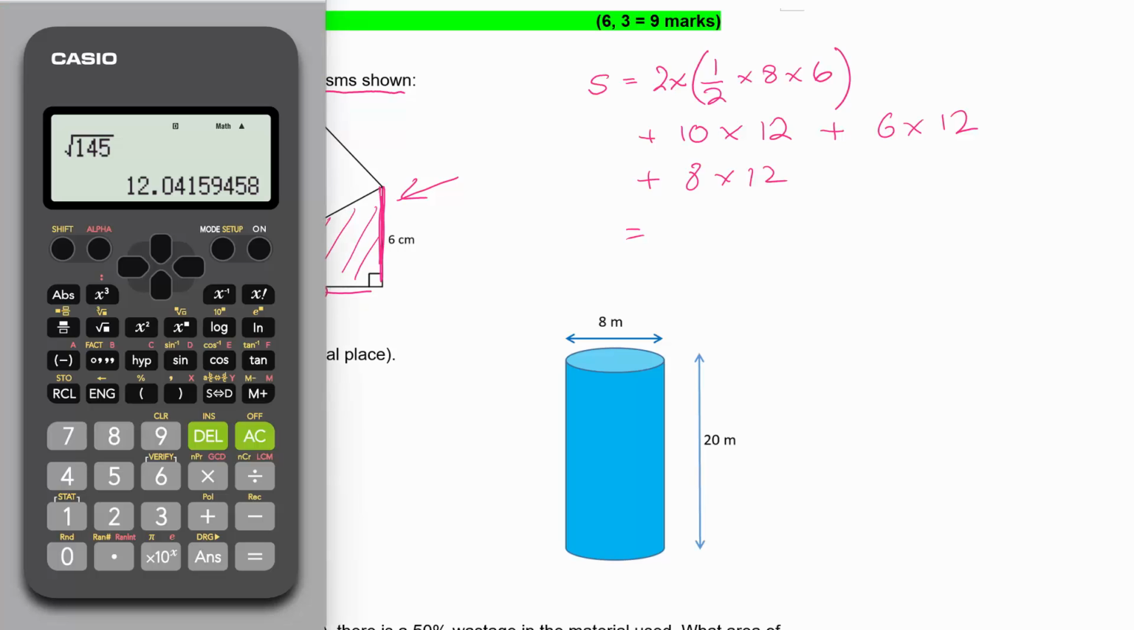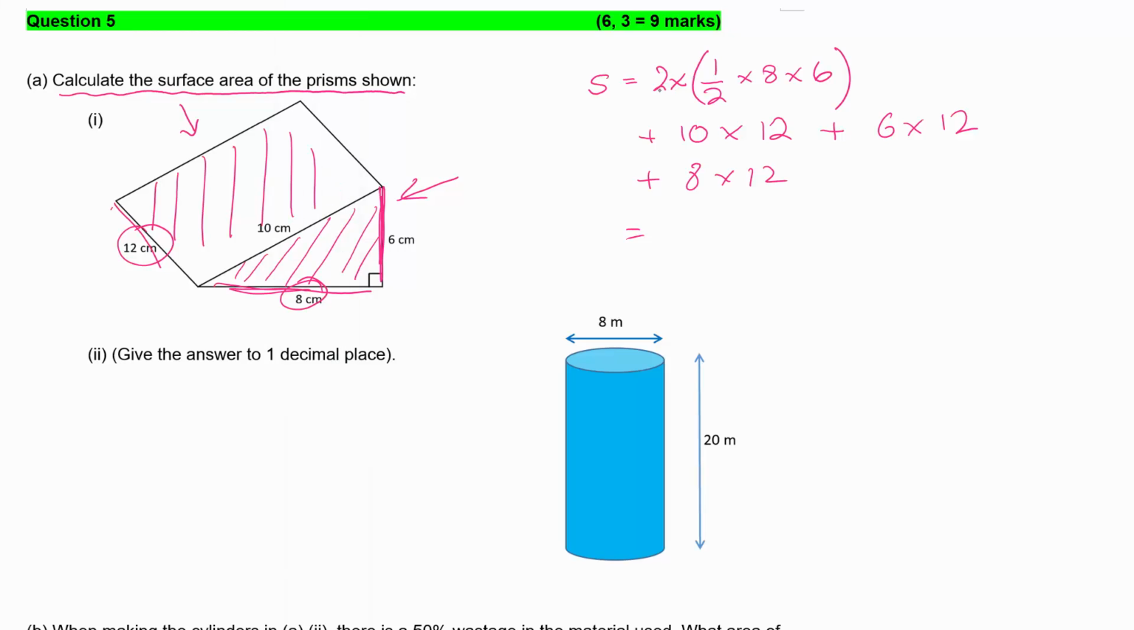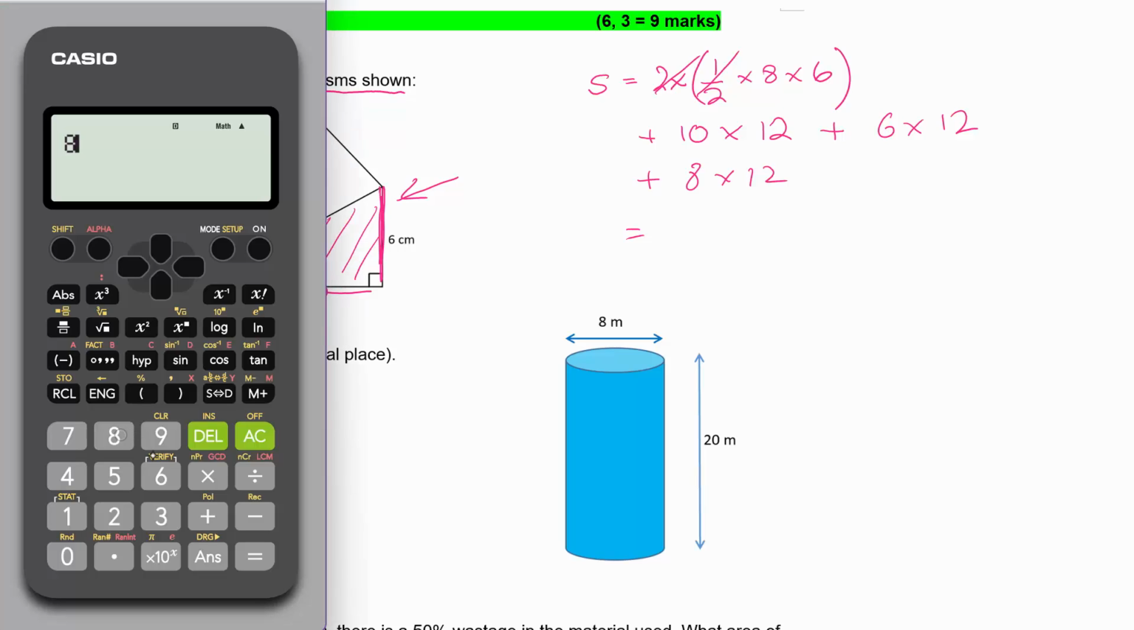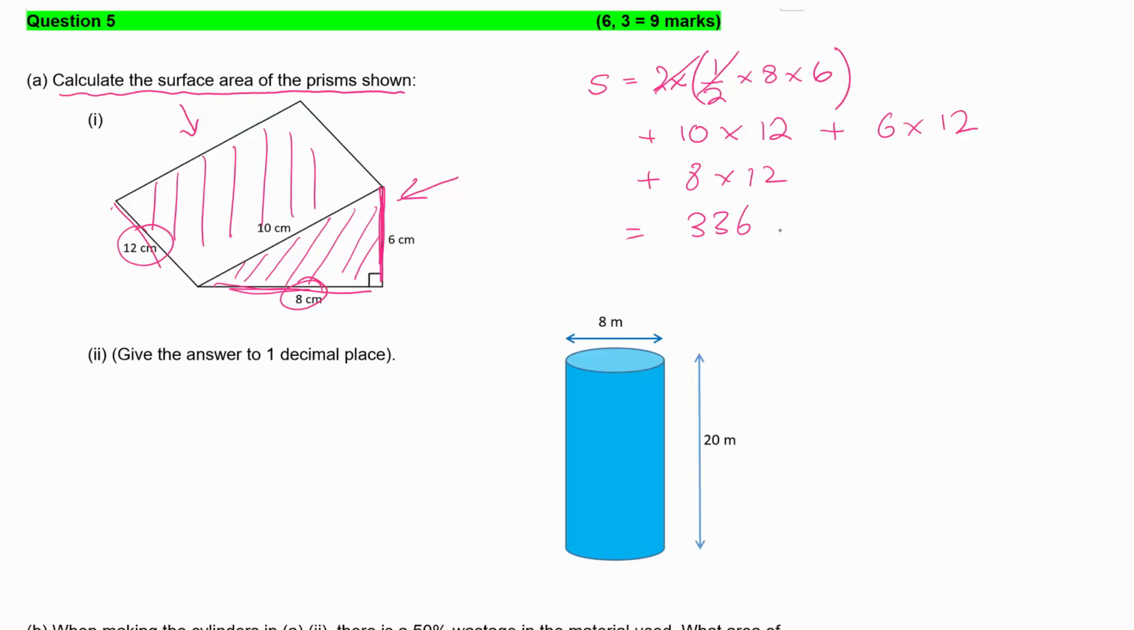So that is going to be half times 8 times 6. If we times that by 2, the 2 and the half just cancel each other out. So that is just going to be 8 times 6 for the two triangles. Then we're going to add 10 times 12, add 6 times 12, and add 8 times 12. And that gives me 336. And in this case, it would be in square centimeters.